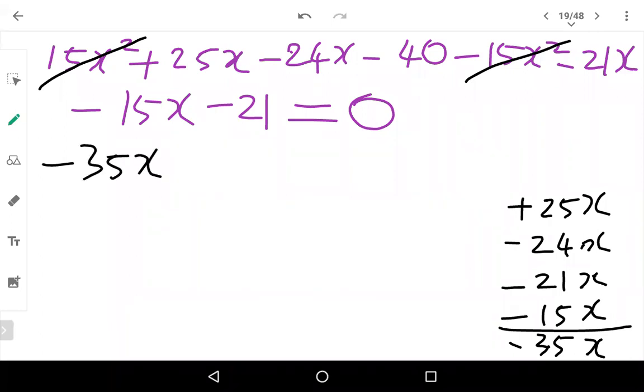This is one variable. Now coming to constants, let us check what all constants we have. We have minus 40, minus 21. So minus 40 minus 21 is minus 61, is equal to 0. Okay. So did you all understand till here? Any doubts till here?